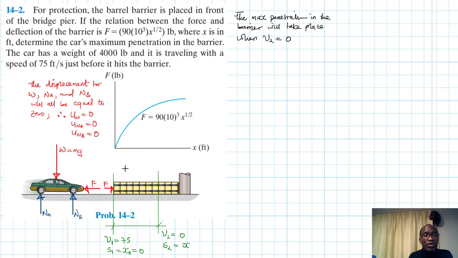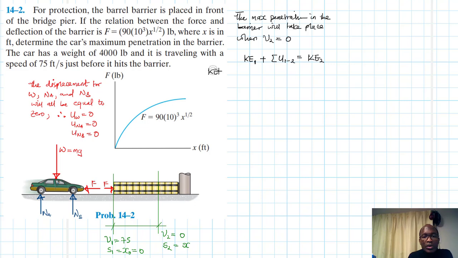The principle of work and energy states that for a particular system, the initial kinetic energy plus the total work from point 1 to point 2 is equal to the final kinetic energy.